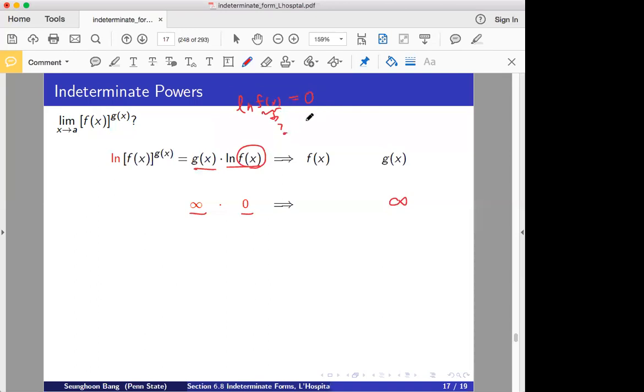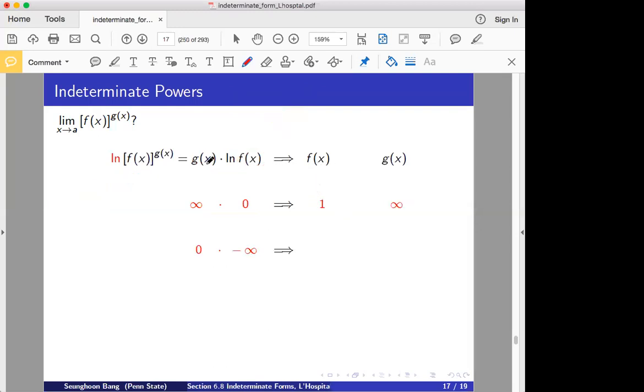What's that? What do you think? Yes, 1. You can draw the graph of the ln function. This is the ln function here. Yes, inside 1, the ln of 1 always equals 0. Inside is 1, so we have f(x) is 1. So we have this result.